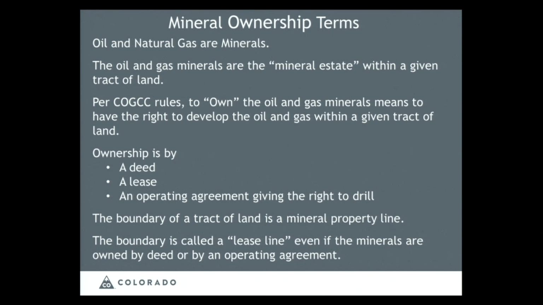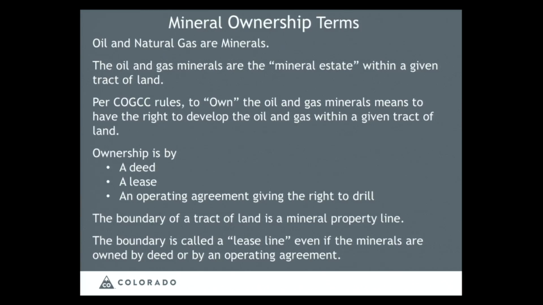So oil and natural gas are minerals, and the oil and natural gas minerals constitute the mineral estate within a given tract of land. Per the rules, if you own the minerals, it means you have the right to develop the oil and gas within that tract of land. Ownership is through a deed or a lease or maybe an operating agreement. And the boundary of that tract of land is the boundary of the mineral estate, so it's a property line. You own what's on one side and you don't own what's on the other side.